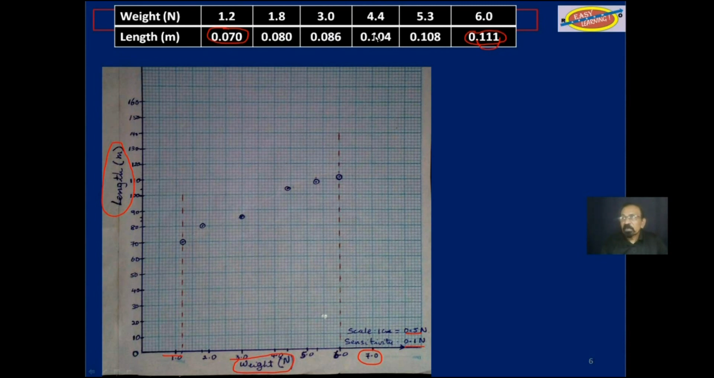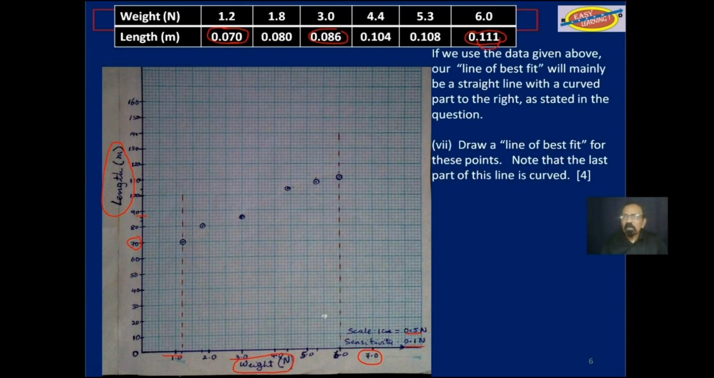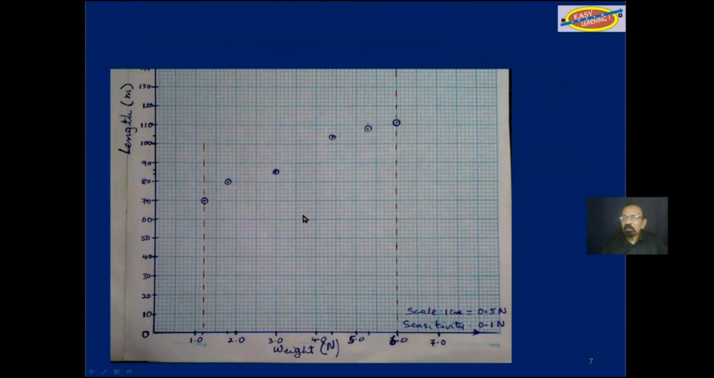So this 0.070 becomes actually 70. This 0.086 becomes 86, and so on. Easier initially. So if we use this data, we have to draw a line of best fit. It's partially done here.